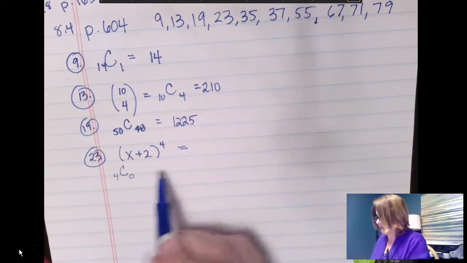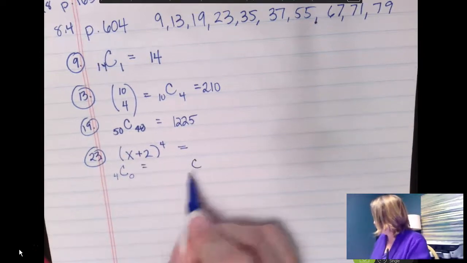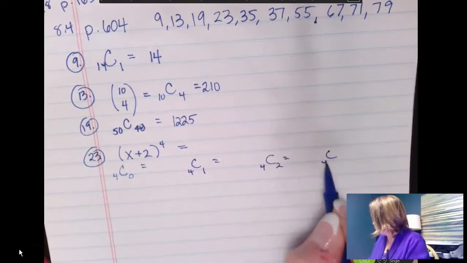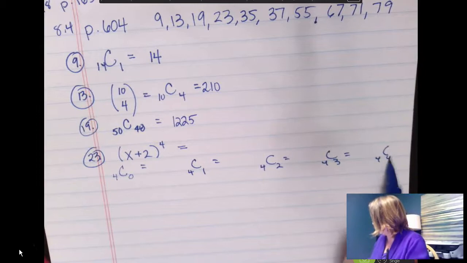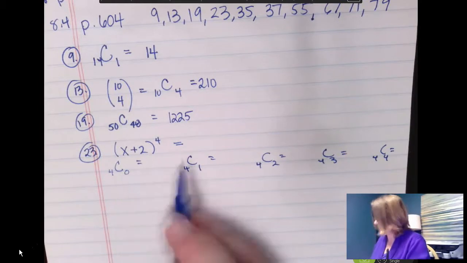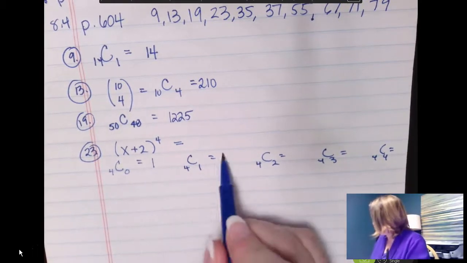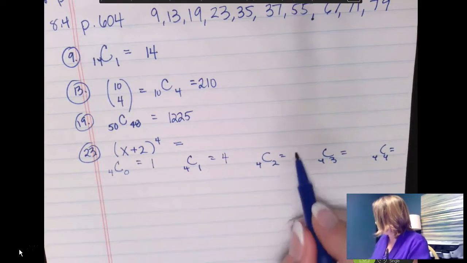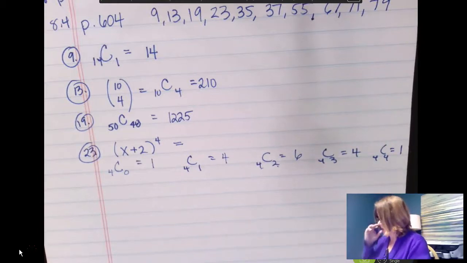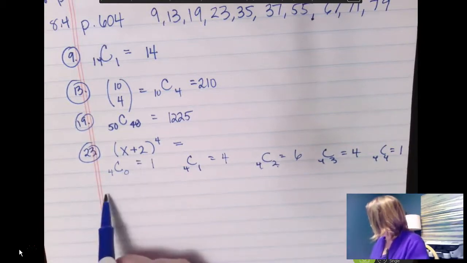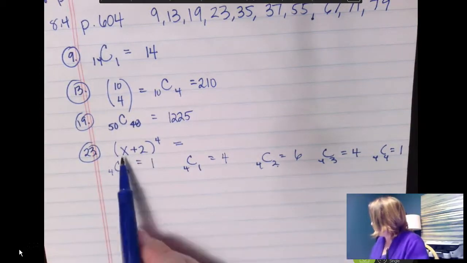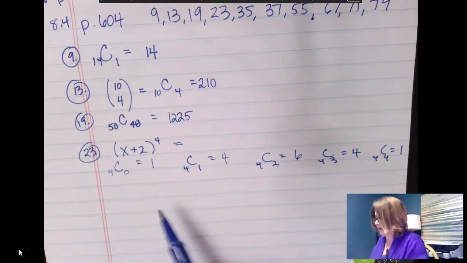but we'll do 4 things taken 0 at a time, 4 things taken 1 at a time, 4 things taken 2 at a time, 4 taken 3 at a time, and 4 taken 4 at a time. Okay, so using our calculator, 4 things taken 0 at a time is 1, 4 things taken 1 at a time is 4, 4 things taken 2 at a time is 6, and then 4, and then 1. So now we want to substitute our coefficients and then use our descending powers of x and ascending powers of 2.